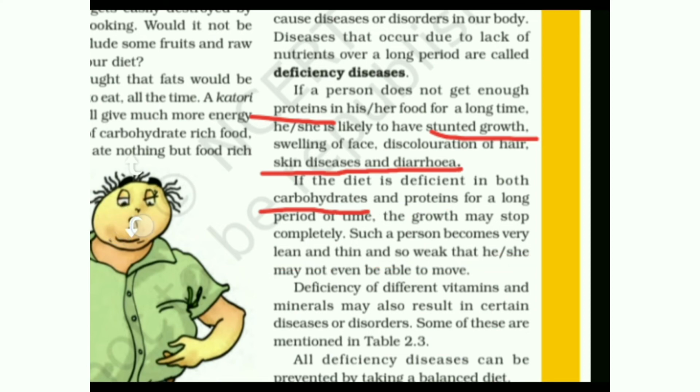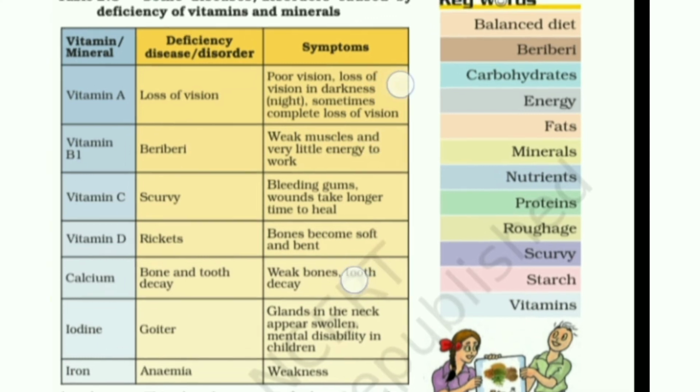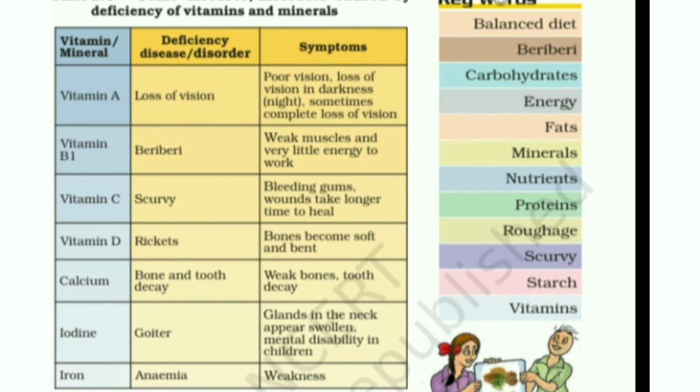So, deficiency of different vitamins and minerals may also result in certain diseases or disorders. Some of these are mentioned in table 2.3. So here is the table. The deficiency disease of vitamin A is loss of vision, because vitamin A keeps skin and eyes healthy. So if our food doesn't have the right amount of vitamin A, then we will suffer from loss of vision, and the symptoms are poor vision, loss of vision in the darkness, sometimes complete loss of vision.